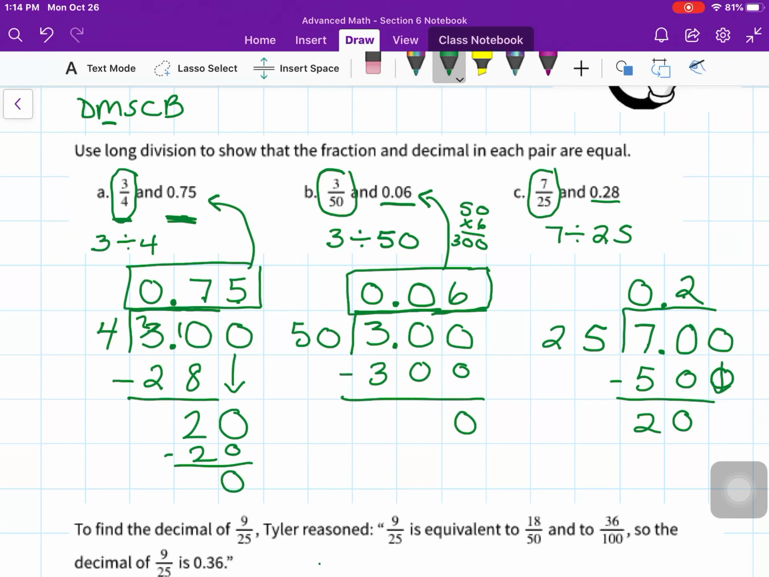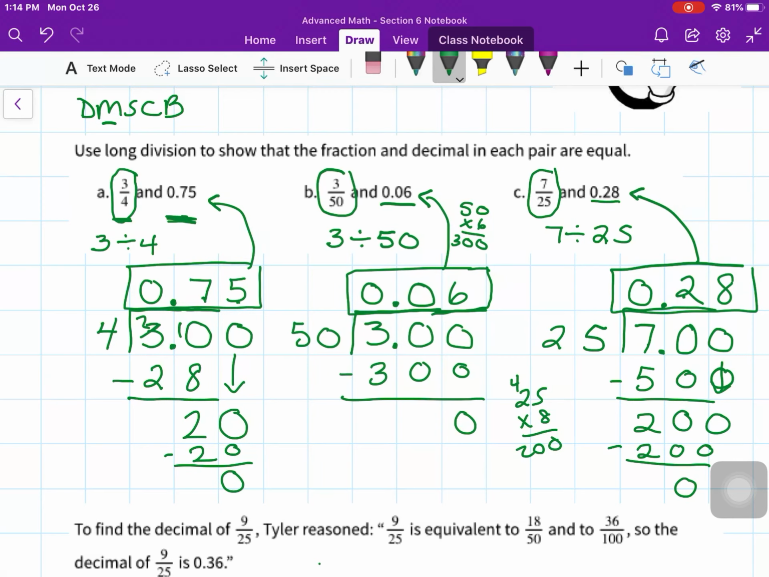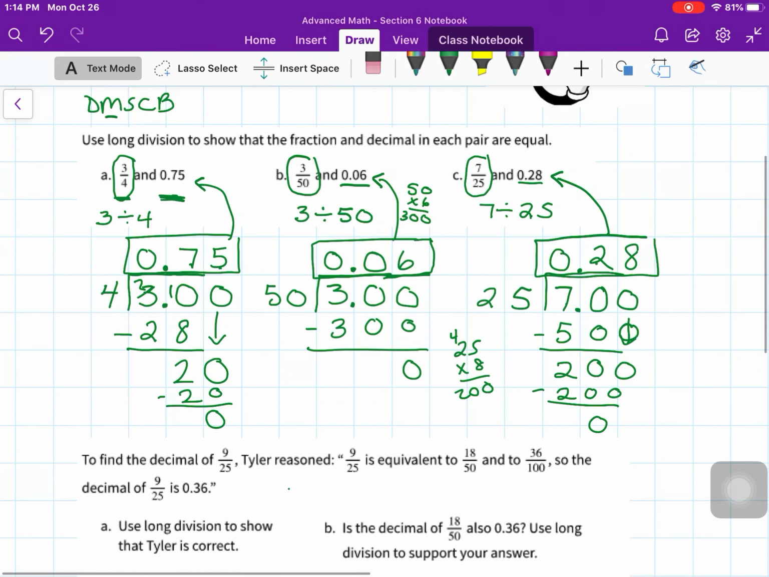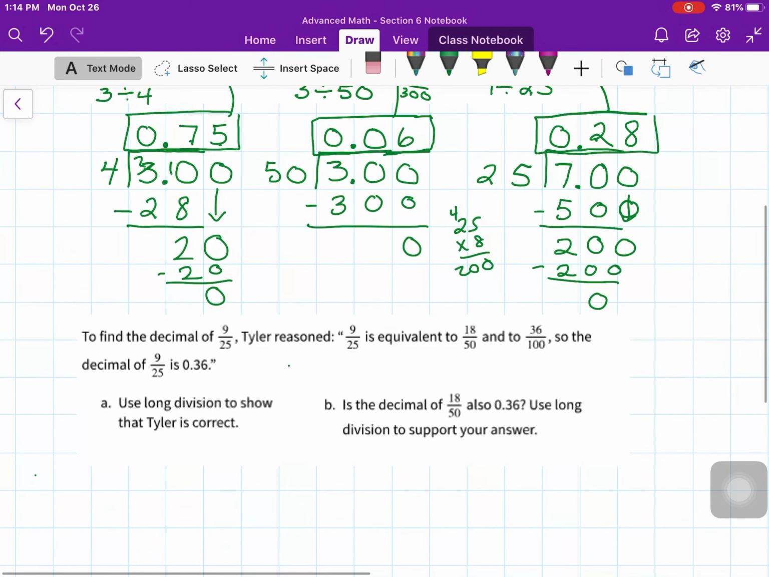So I'm going to bring down a 0, and then I have to think 25 into 200, think quarters into $2, and I should come up with 8, and 8 times 25 is in fact 200. I could do my math right off here to the side if I needed to. And 200 minus 200 is 0. So I have, again, proven that 7/25 is the same as 0 and 28/100.